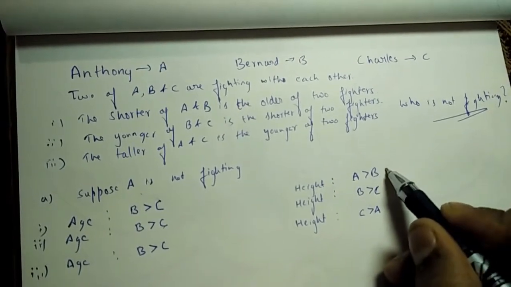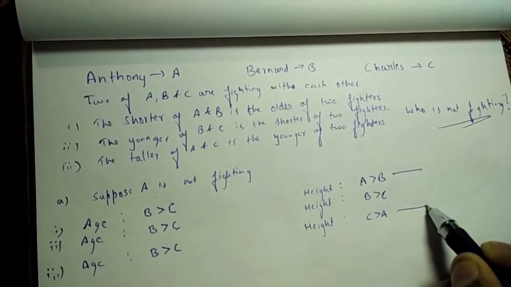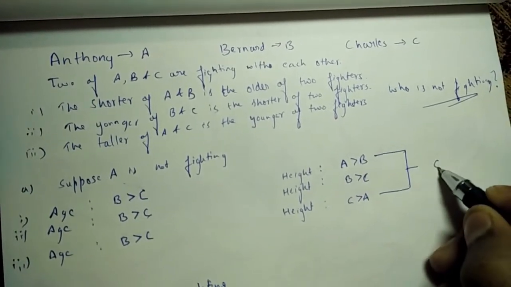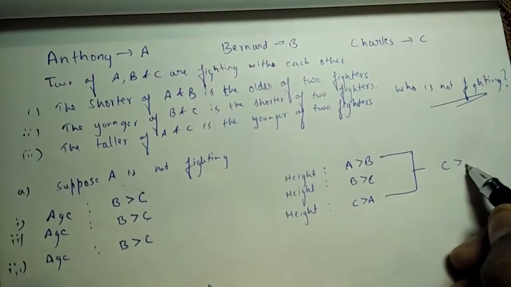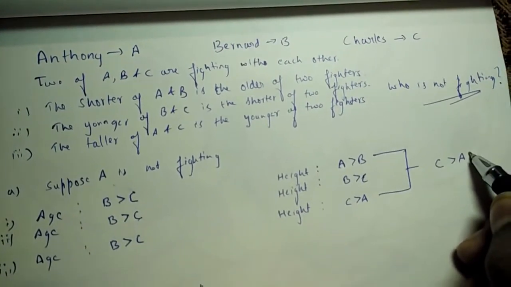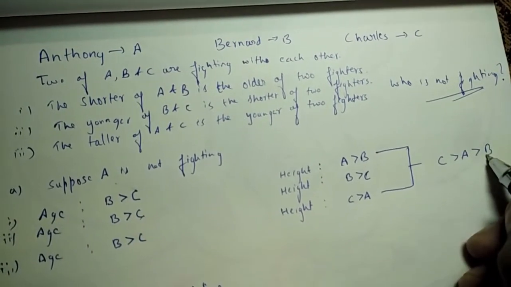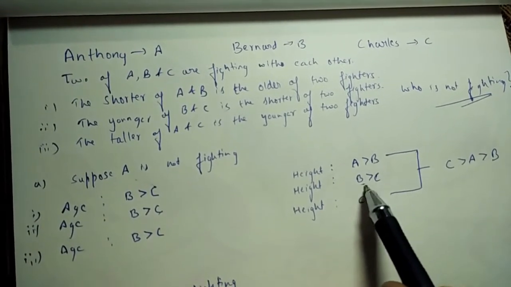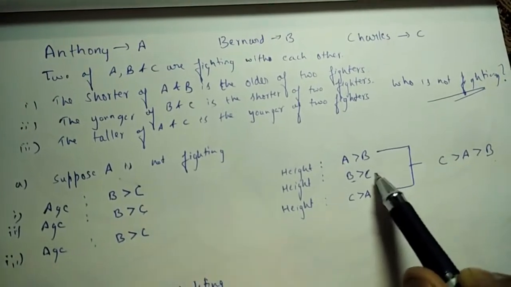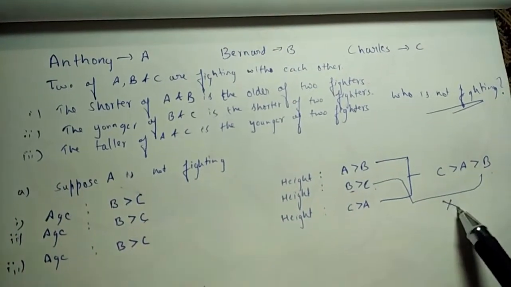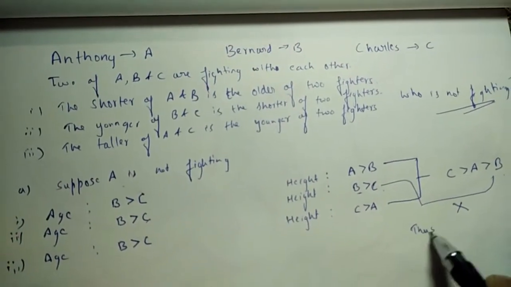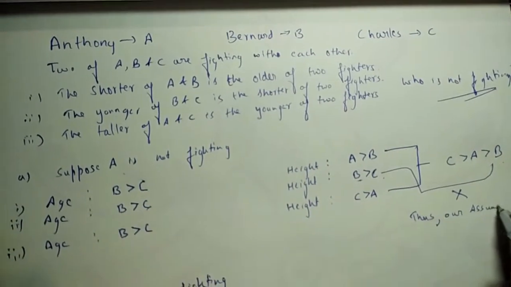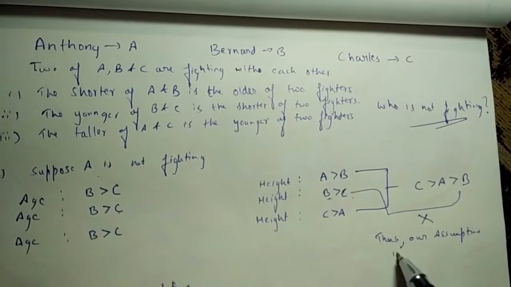Now from the first and third equation, we can say that C is taller than A, who is taller than B. But this contradicts our second equation that B is taller than C. Contradiction. Thus our assumption is wrong.